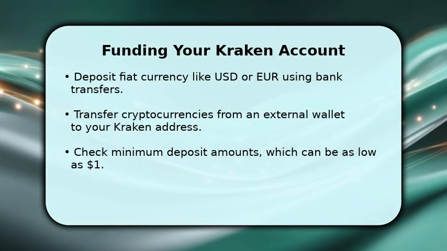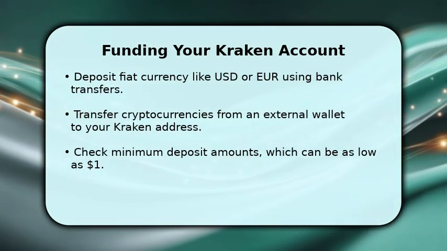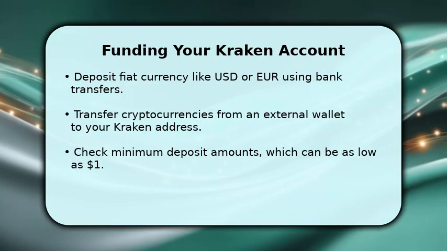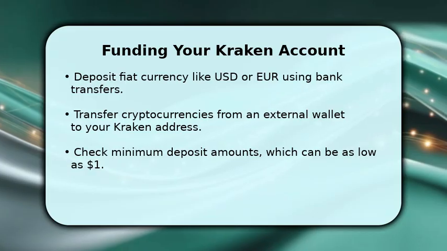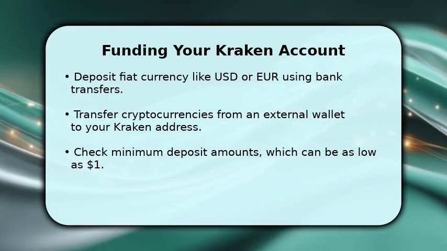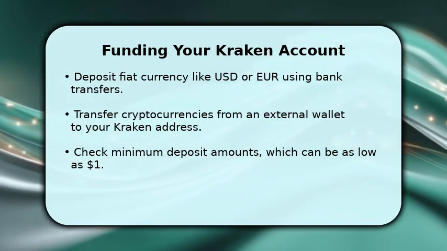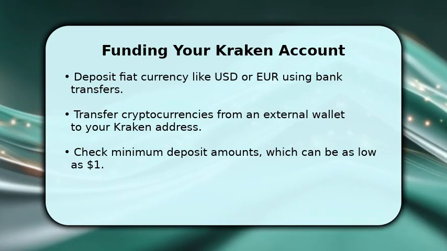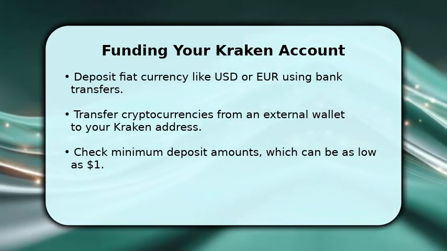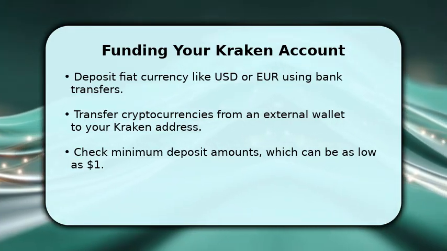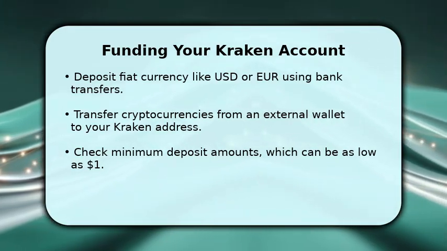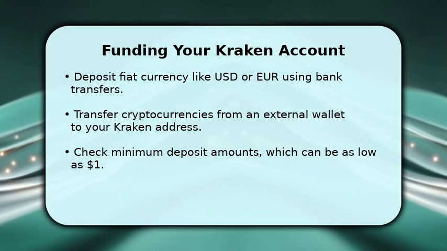Once your account is set up, the next step is to fund it. You can deposit traditional currencies, such as US dollars or euros, directly from your bank account using a wire transfer. Alternatively, if you already own crypto, you can transfer it from another wallet to your unique Kraken deposit address. Always double-check the deposit details and any minimum amounts, which are often quite small.